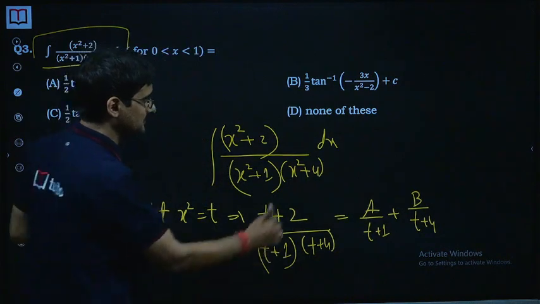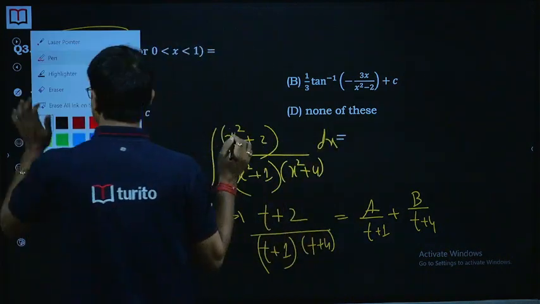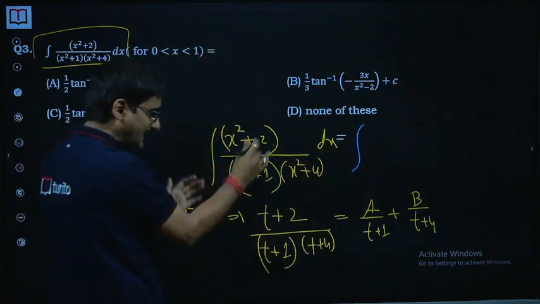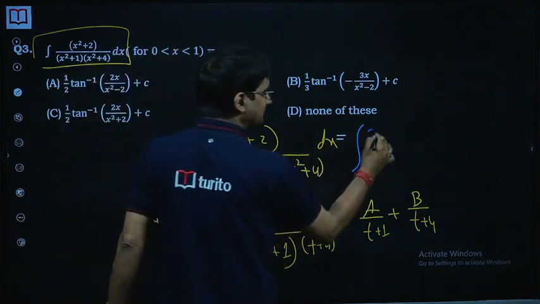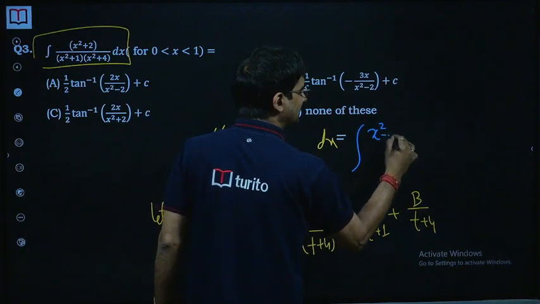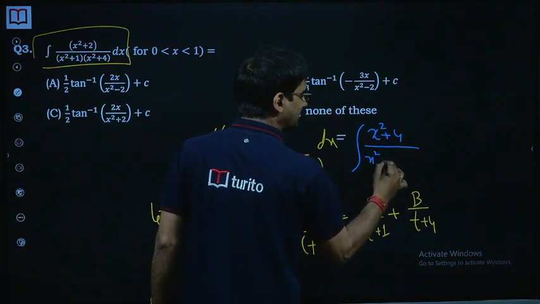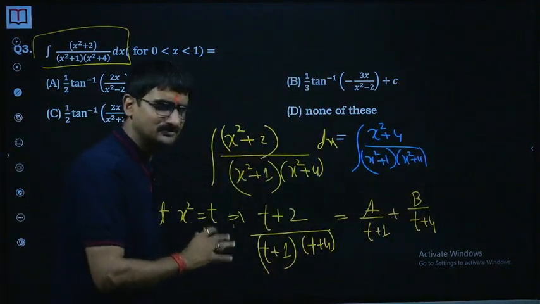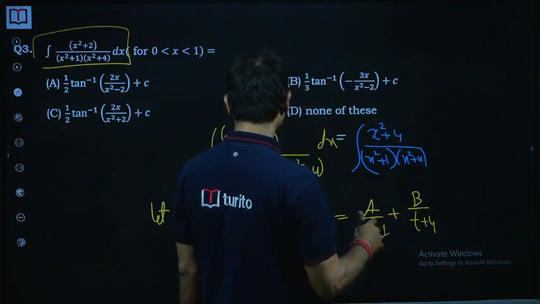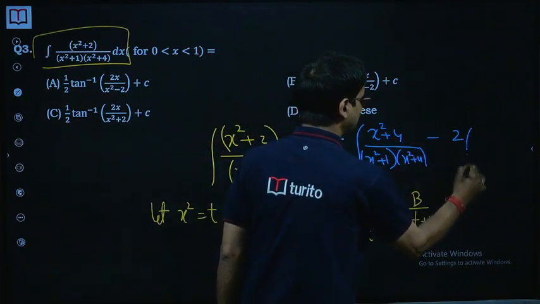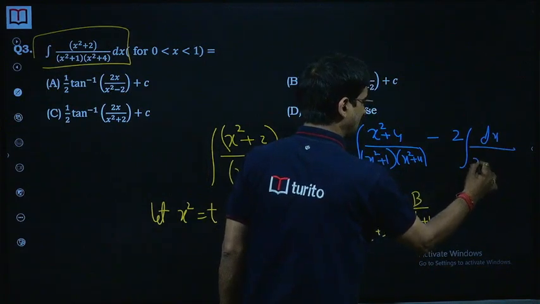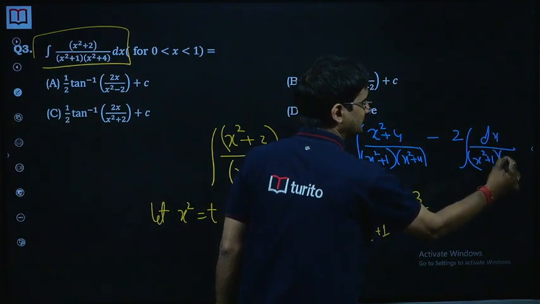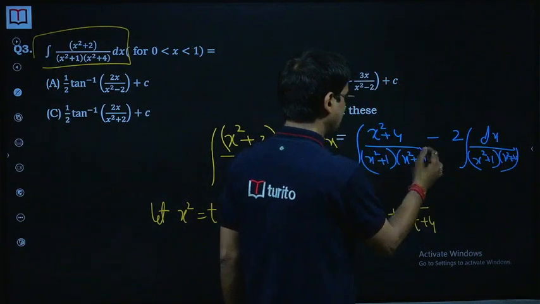Another method is you can just simply try to balance it, long division method type of thing. So you can write it as x square plus 4 upon x square plus 1 into x square plus 4. See, that will lead to the same situation. So adding 2 minus 2, so minus 2, and this is dx upon x square plus 1 into x square plus 4. Okay, now that's one case.